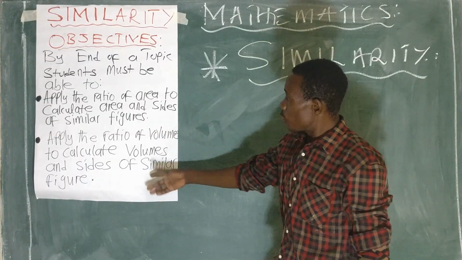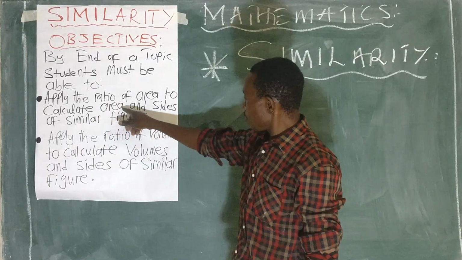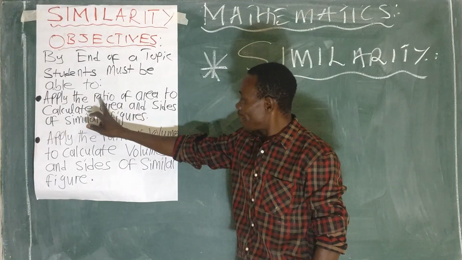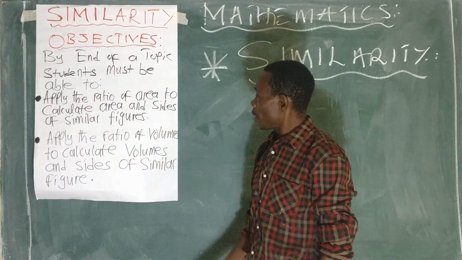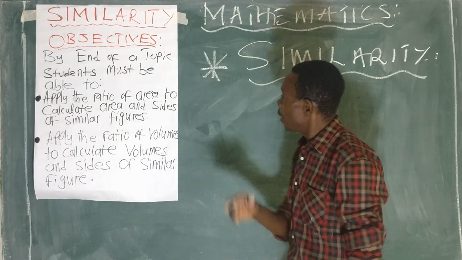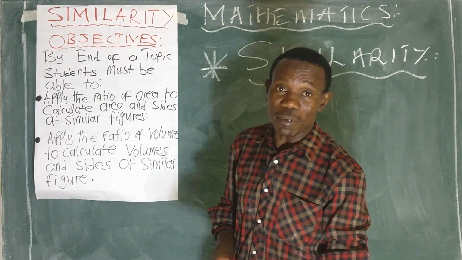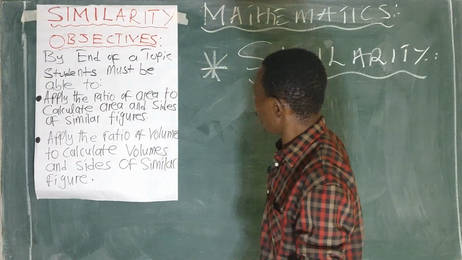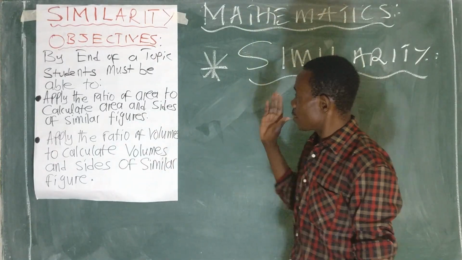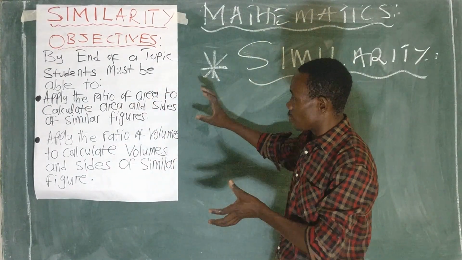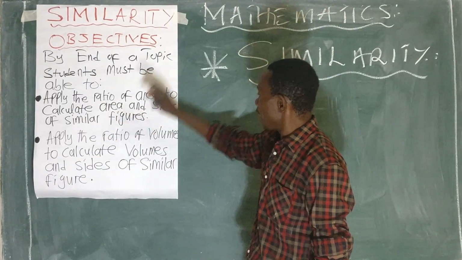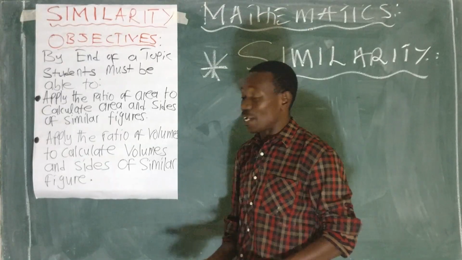By the end of the topic, you as students are supposed to be able to apply the ratio of the area to calculate the area and sides of similar figures. Here in similarity, we'll be looking at issues about similar figures. I know for sure you have already done something about similarity in Form 2. So here in Form 3, we are just focusing on applying the ratio of area to calculate the area and sides of similar figures.